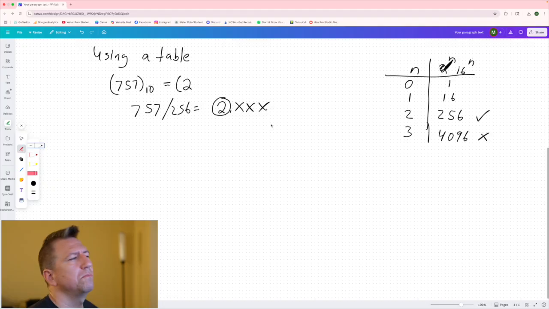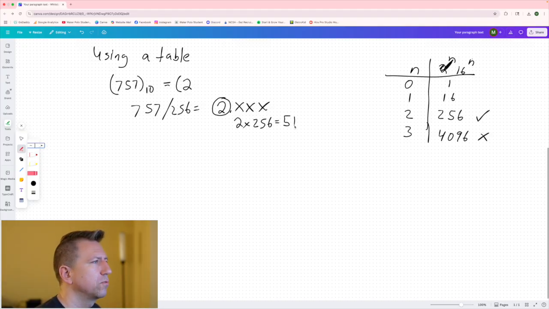Now we have to find out how much of 757 we account for with those two 256s. I can multiply 2 times 256 and I get 512. So I accounted for 512 of 757. How much more do I need to account for? We do that subtraction, we get 245. So I need 245 more. And this is a check: 245 is less than 256, so we didn't do our calculation incorrectly. We no longer need 256 because 245 is less than that.